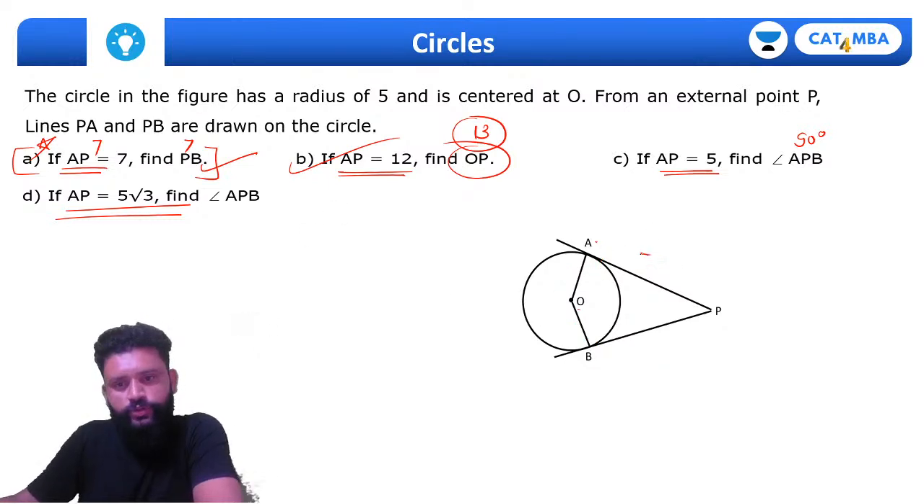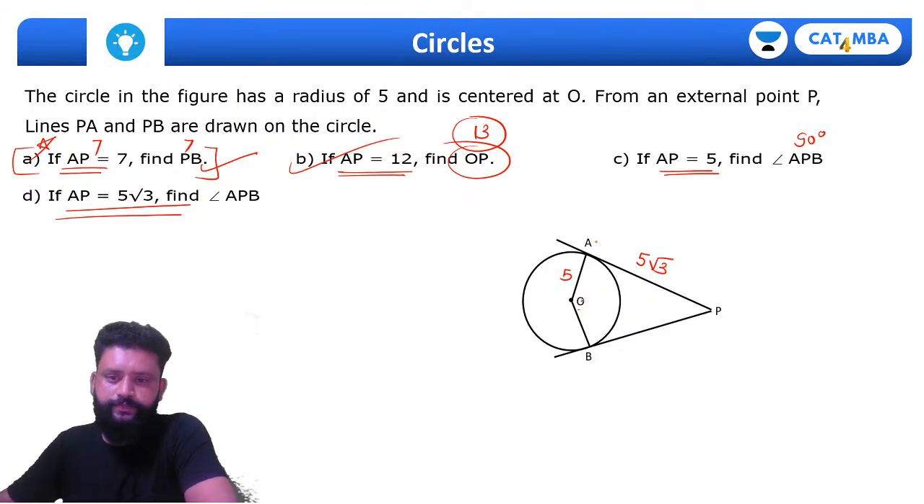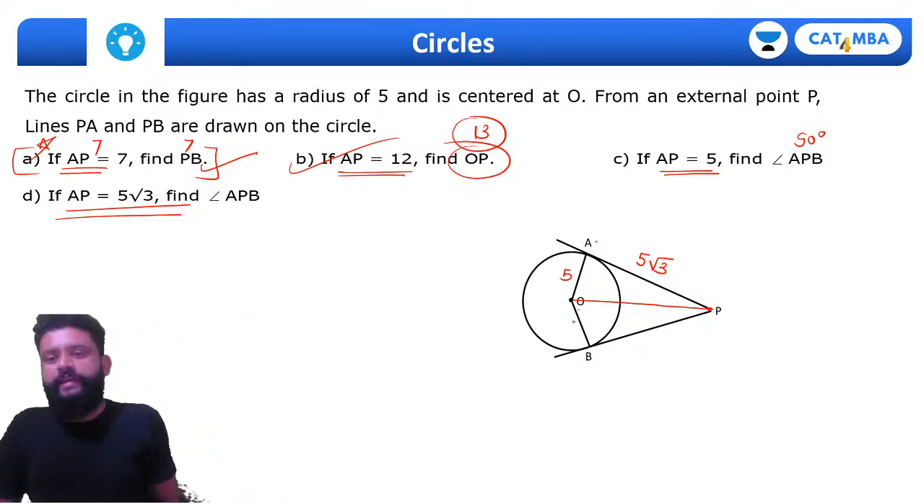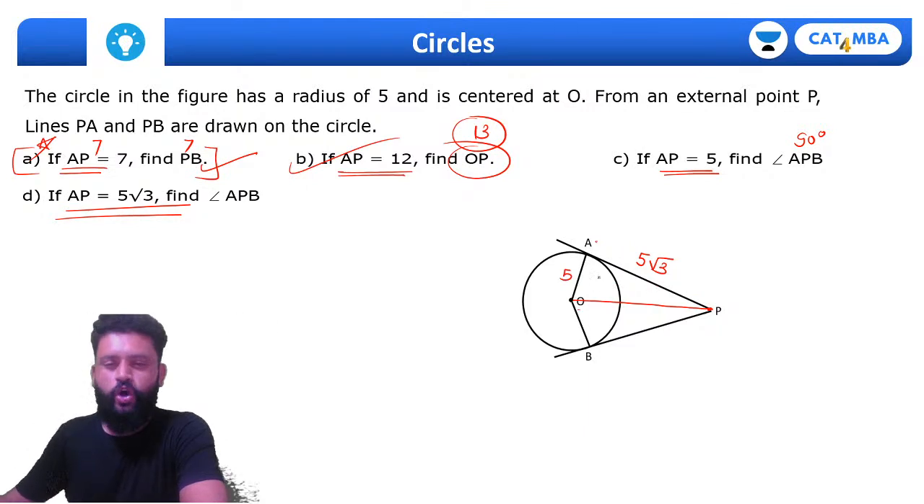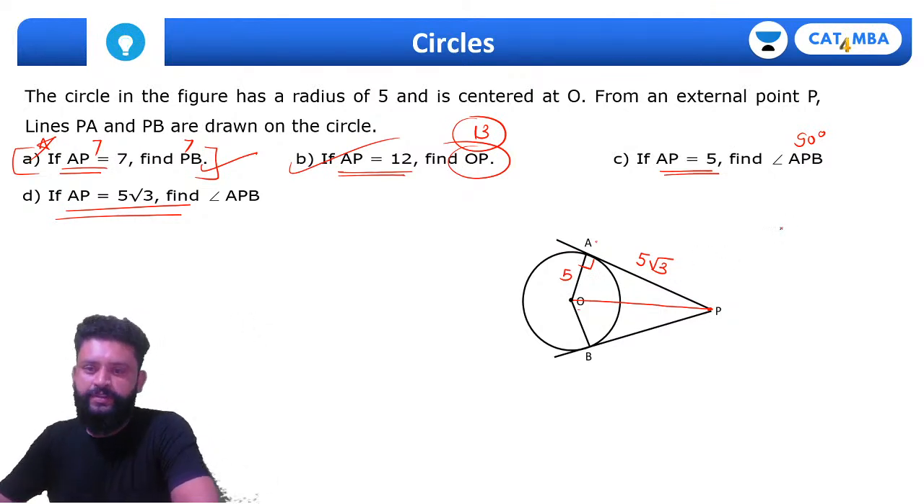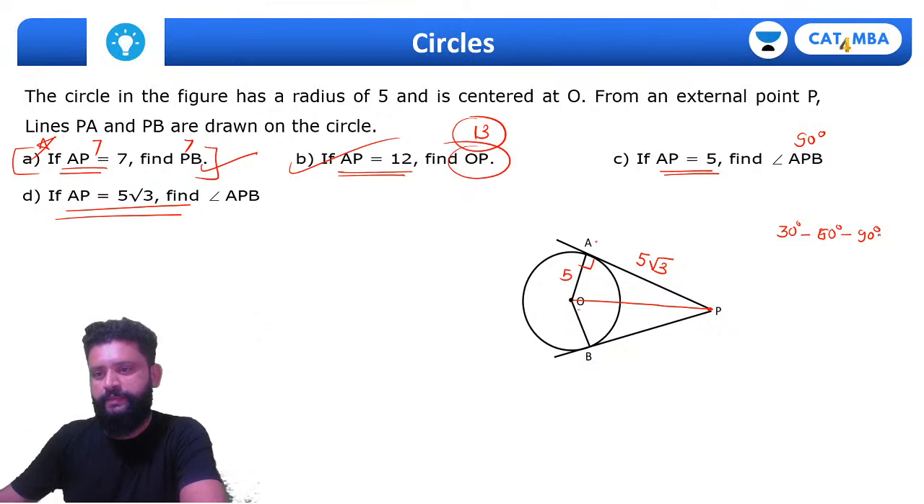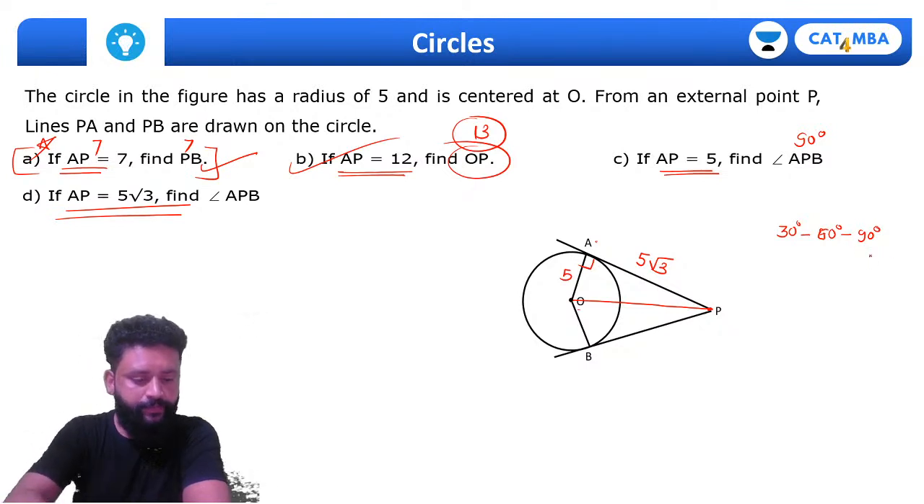AP is 5 root 3. Let me tell you what about this question. Okay, so the tricky thing is here, guys. अगर तुम इसको solve करोगे ना तो भी solve हो जाता है, but I wanted to share a trick with you. Simply remember, all of you must be knowing 30 degree, 60 degree and 90 degree angle triangle theorem. मैंने बताया भी था ये last session में.